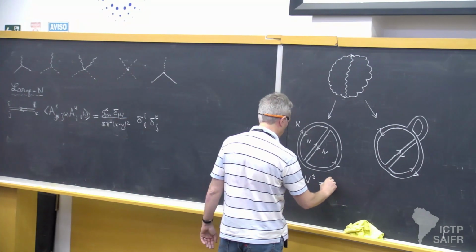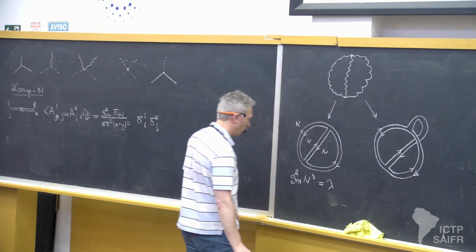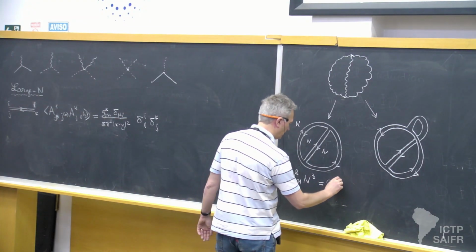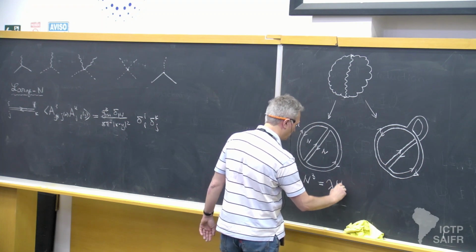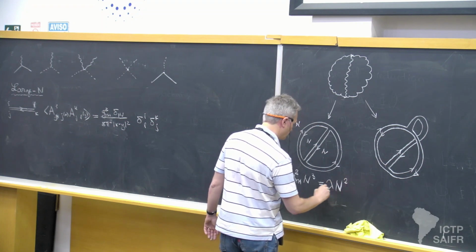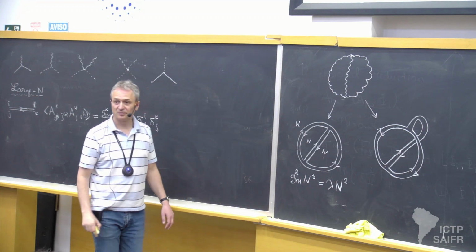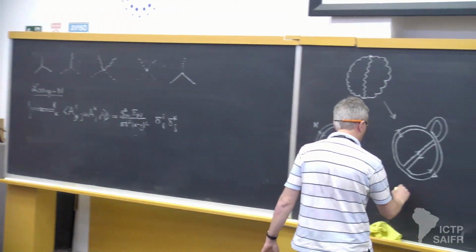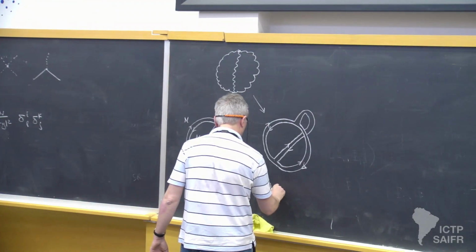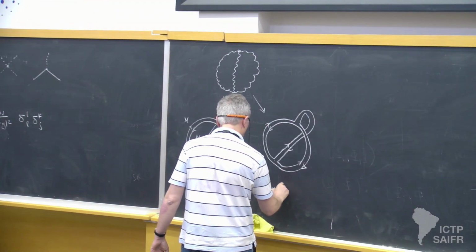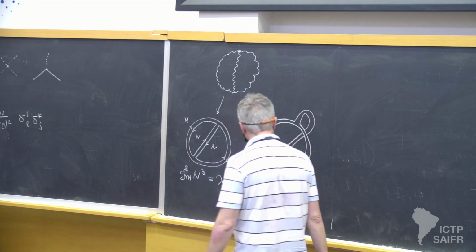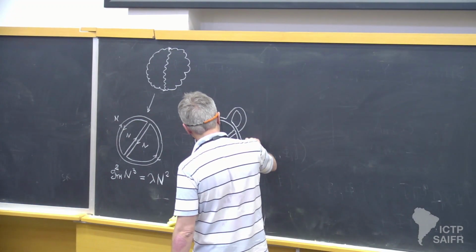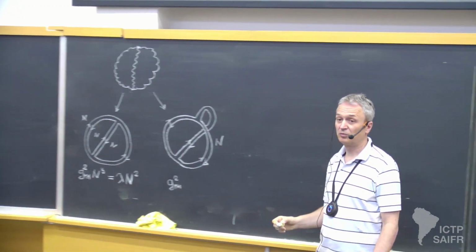If you write it in terms of the 't Hooft coupling and the number of colors, that would be equal to lambda times N squared. For this other diagram, the counting of the gauge coupling is the same. But then, as you can see, there is only one index loop, right?